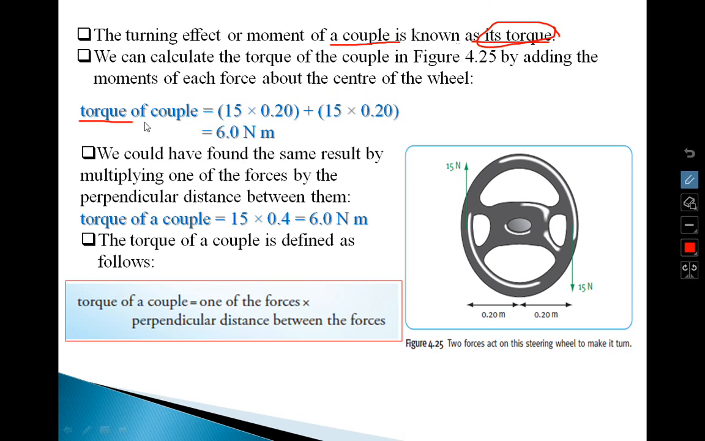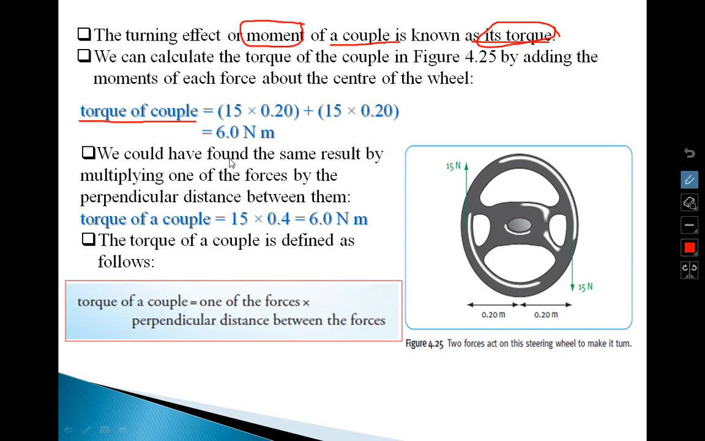So now we are focusing on finding the torque of a couple. Torque of a couple is exactly the same as what we said in the last presentation. This is a moment. It is a moment, so we can say the torque of a couple. In the last one we said a moment. So the turning effect or moment of a couple is known as its torque.